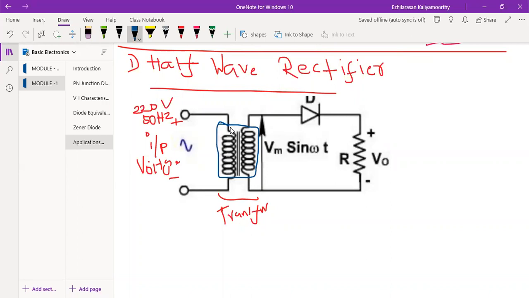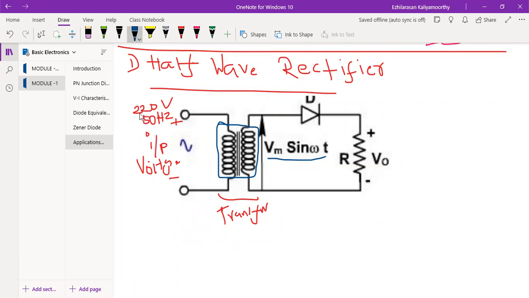Which transformer is this? This is nothing but a step down transformer. Here the input is 220 volt. As an example, what output will I get? Vm sin omega t. That is the output. The Vm is nothing but your magnitude voltage.